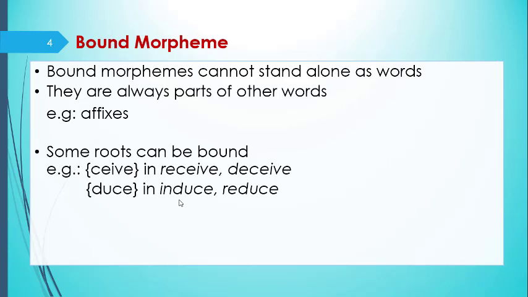The next is bound morpheme. Bound morphemes cannot stand alone as words. It is the opposite of free morpheme. They are always parts of other words. For example, affixes. All affixes are originally bound. They cannot be free. Maybe one of you asked me about the prefix anti.